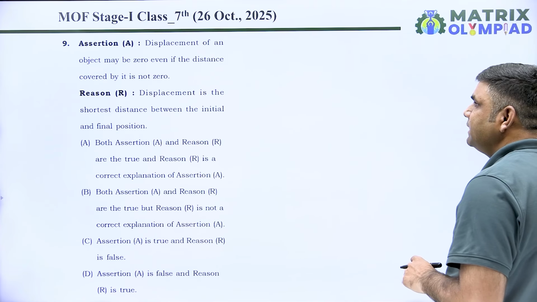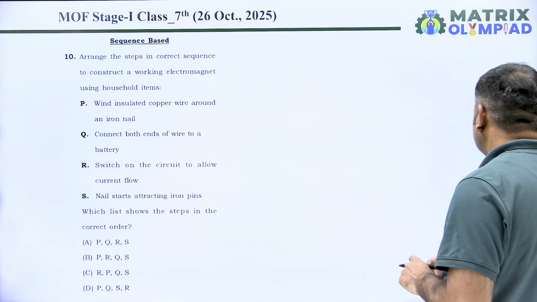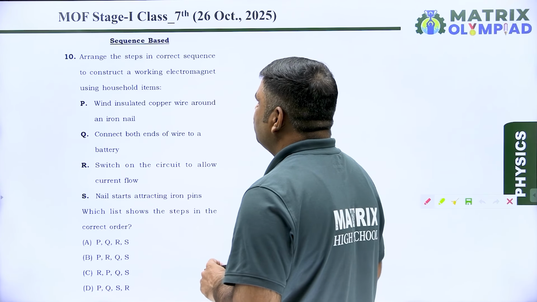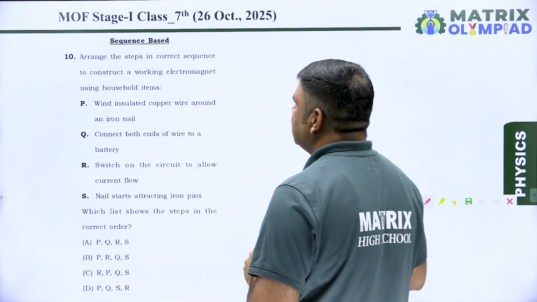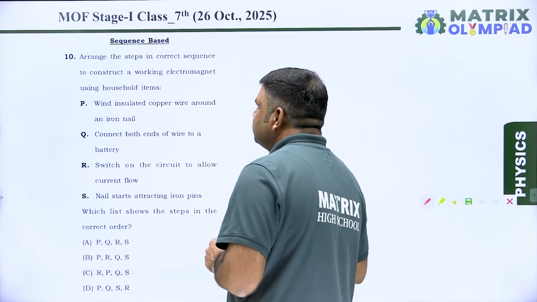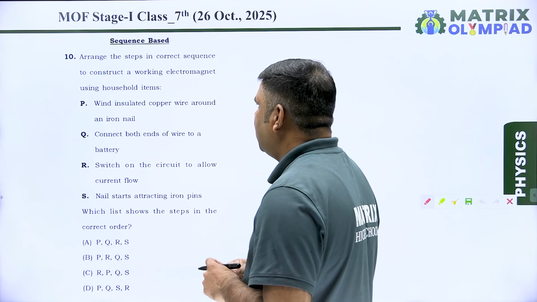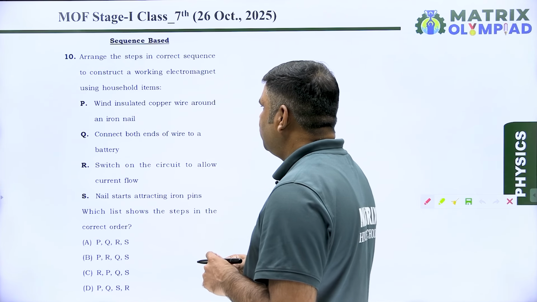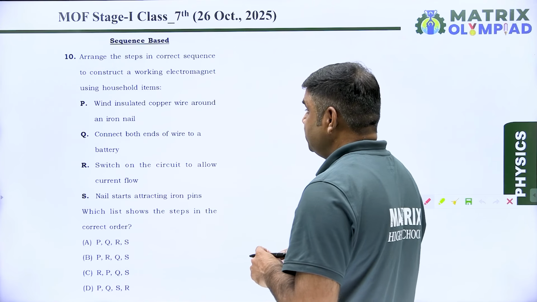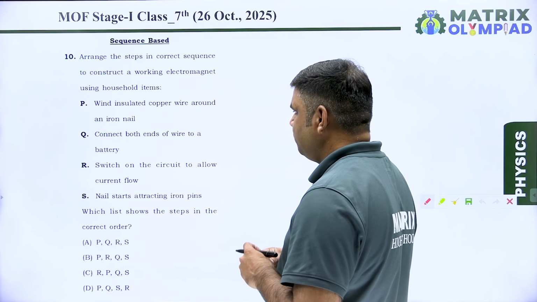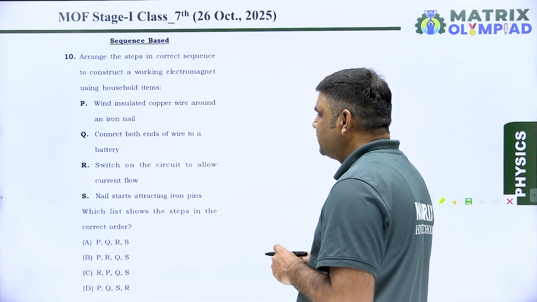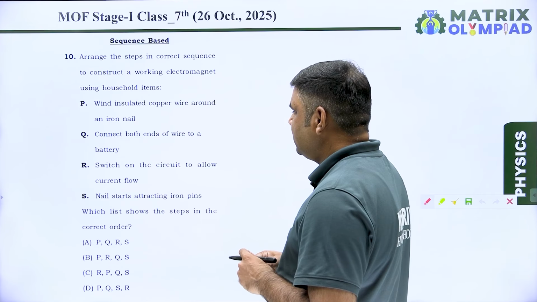Move to the last question, that is question number 10, which is based on sequence. Arrange the steps in correct sequence to construct a working electromagnet using household items. P, wind insulated copper wire around an iron nail. Q, connect both the ends of the wire to a battery. R, switch on the circuit to allow current flow. S, nail starts attracting iron pins. Which list shows the steps in the correct order?